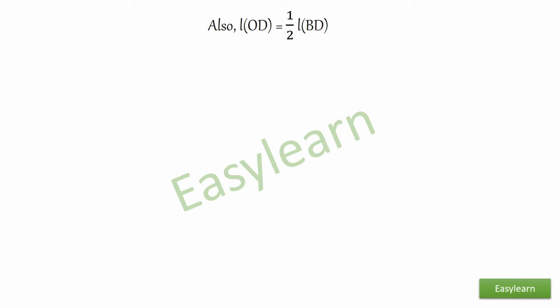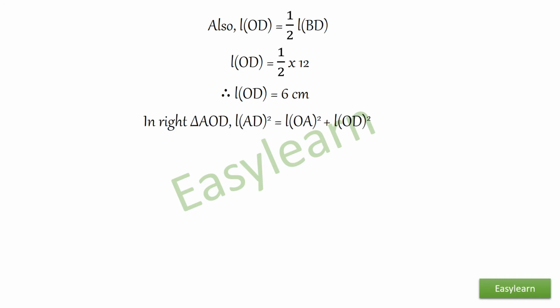Length OD is equal to half of BD, that is half of 12. So half of 12 is 6. So now we got OD as 6 centimeters. Now it's a right angle triangle. Okay, so from that figure, we have this as a right angle triangle. The name is, this is A, this is O, and this is D. It's a right angle triangle. AO we got as 8, OD we got as 6.